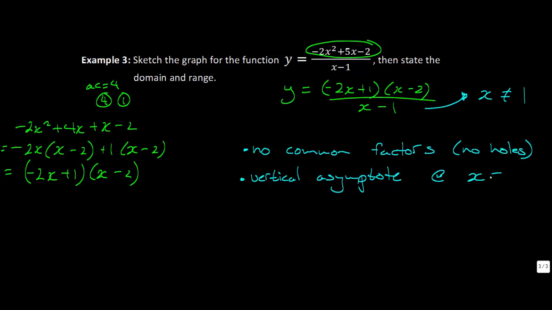At x is equal to 1. Okay, so we can definitely go and graph that. And the next thing we need to tackle is, are there any horizontal or oblique asymptotes?